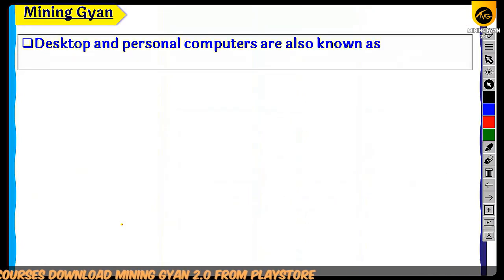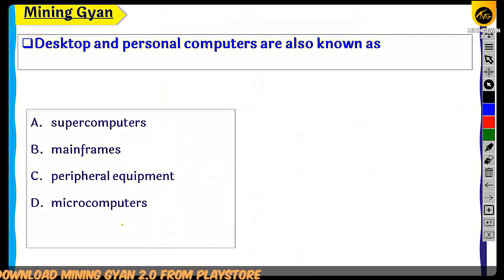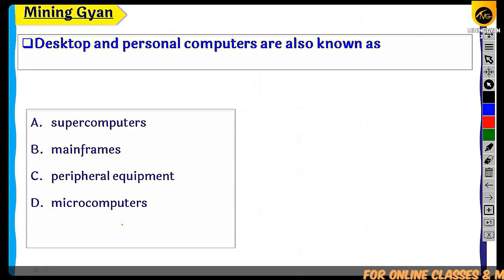Now the next one: desktop and personal computers are also known as supercomputers, mainframe computers, peripheral equipment, or microcomputers? Desktops, PCs, laptops, ultrabooks, and notebooks are all types of microcomputers. So option D, microcomputer, is the correct answer. Desktop and personal computers, or PCs, are also known as microcomputers.